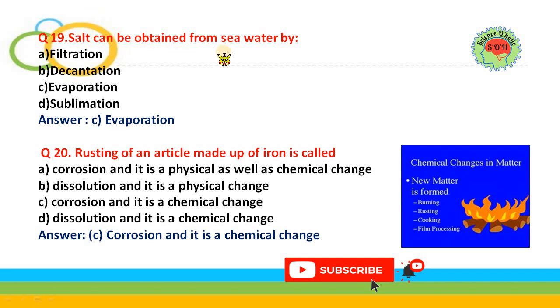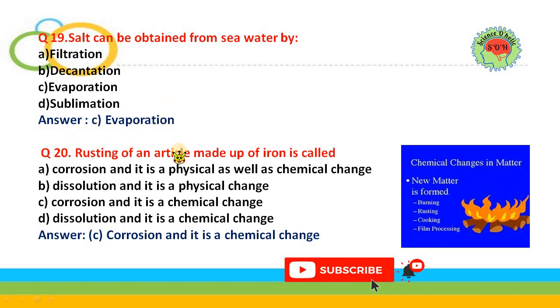Salt can be obtained from sea water by, options are A, filtration, B, decantation, C, evaporation, and D, sublimation. So the correct option is evaporation. It's a very easy question. There is no need to explain this.